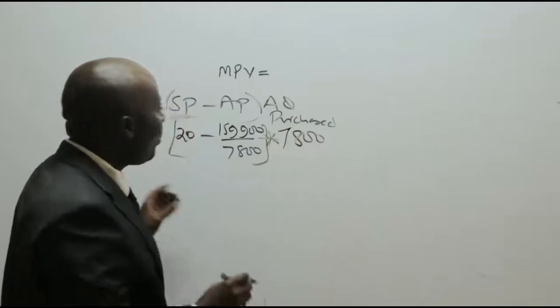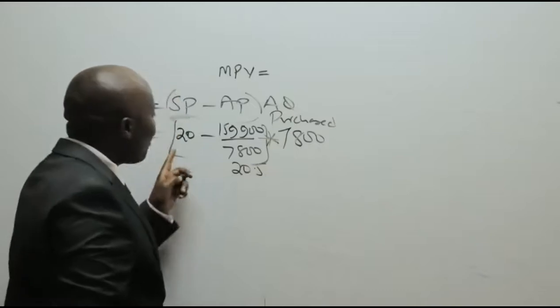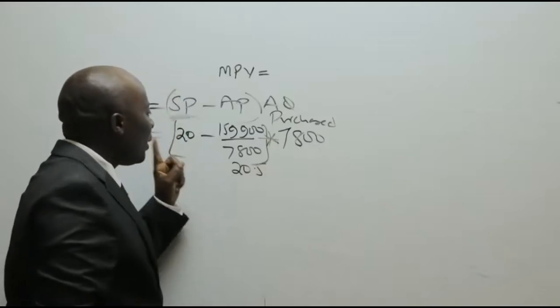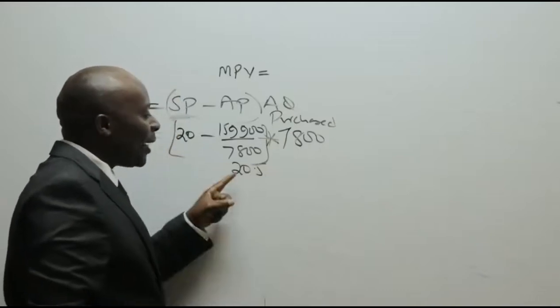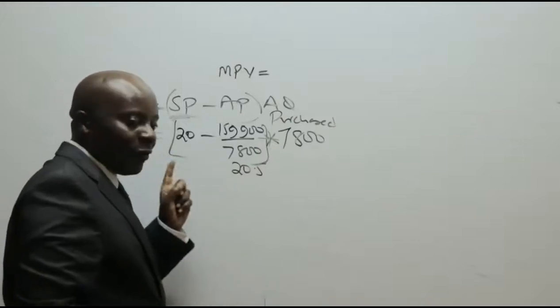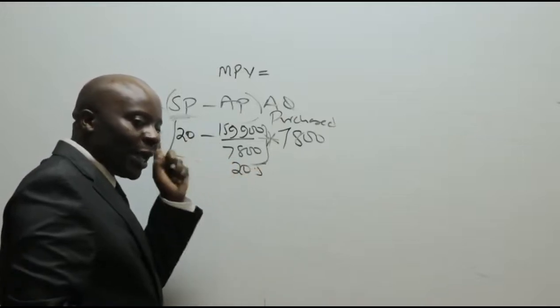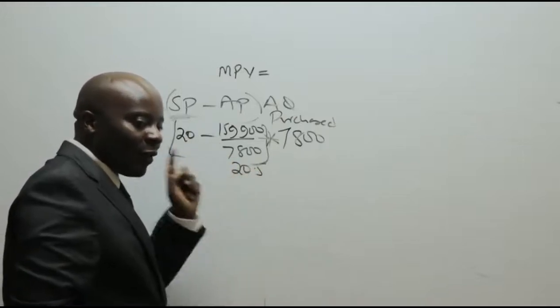You've seen so many students telling me that this is 20.5. So you can see we planned to procure these raw materials at 20, but we ended up paying more for them. We ended up actually paying 20.5. So the resulting variance, is it going to be an adverse variance or a favorable variance?